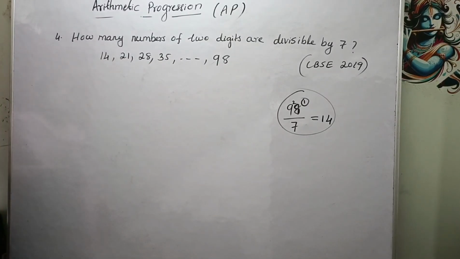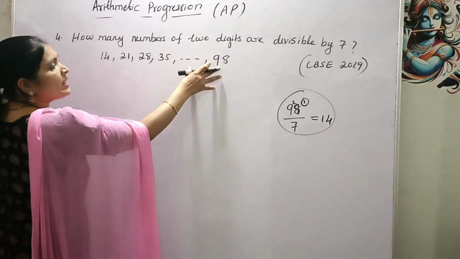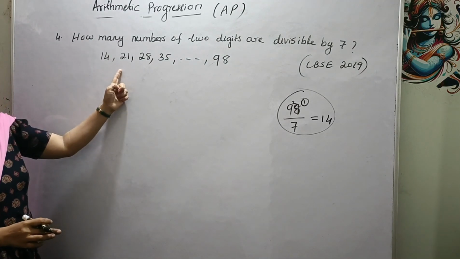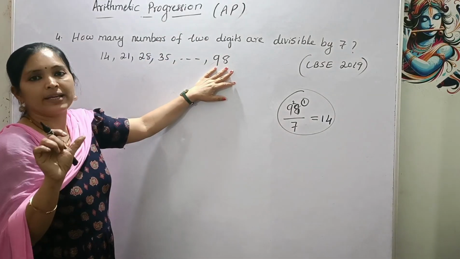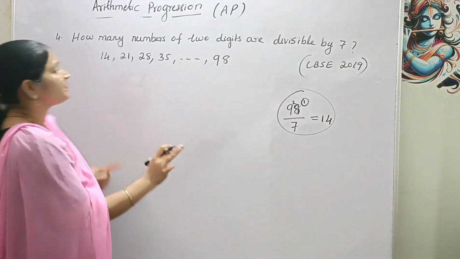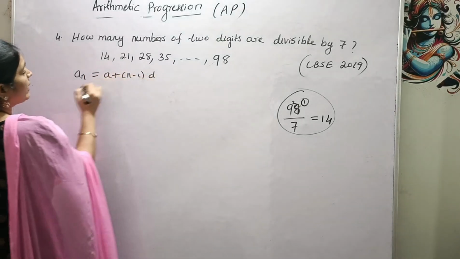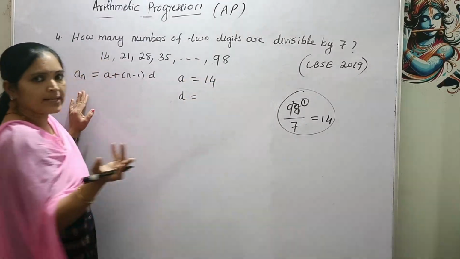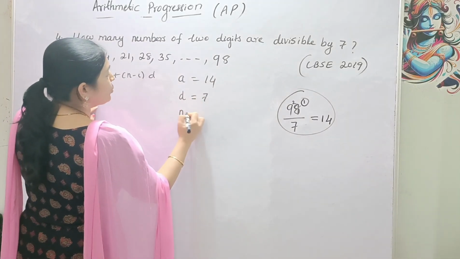Now we have to find how many such numbers are there. That means we have to find which term is 98. First term is 14, second term is 21, third term is 28, fourth is 35, etc. Which term is 98? That is, we have to find the value of n, if it is the nth term. Now, an is equal to a plus n minus 1 into d. Here the value of a is 14 and d is 7.